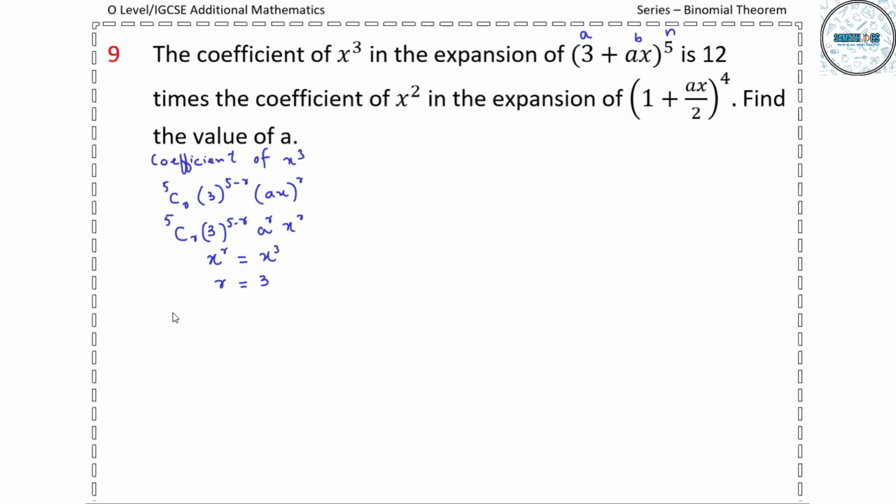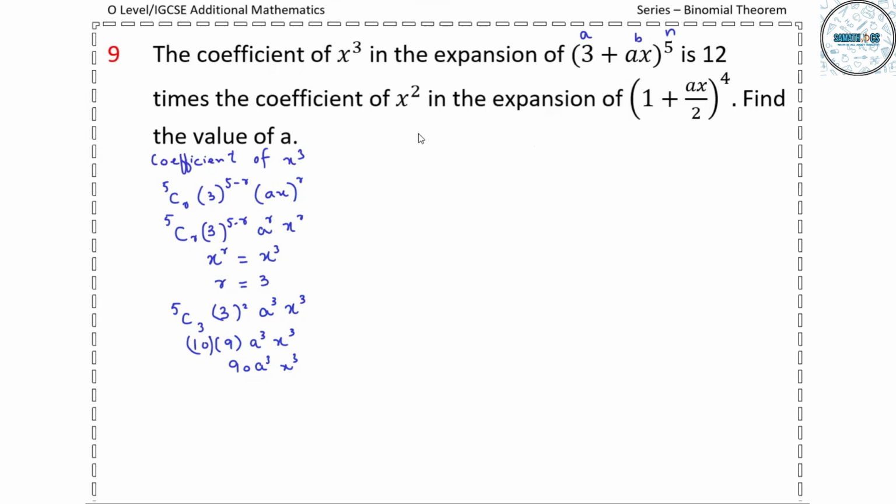So when we substitute the value of r as 3, then 5C3 × 3^2 × a^3 × x^3. 5C3 is 10, 3 squared is 9, a cube, and x cube. So it is 90a³x³. So the coefficient of x cube is 90a³.